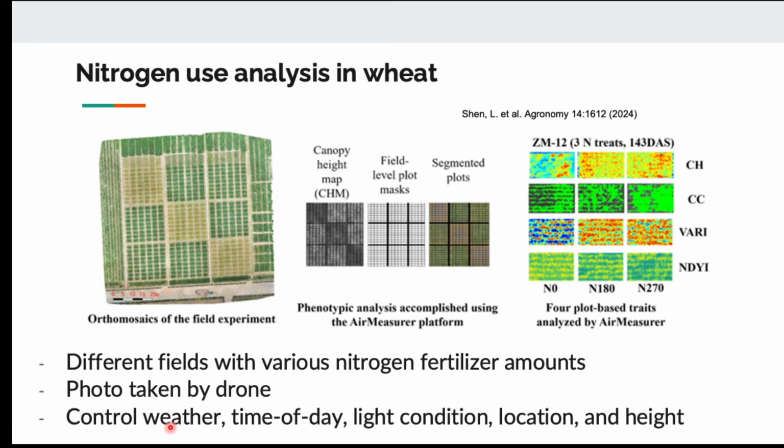For example, the weather. If it's cloudy, then the color is going to be different. If it's a different time of day, with a different amount of light, the color will be different. And you have to make sure that you are taking photos from the same position, from the same height, if you want to estimate the density. So even though this technology sounds simple, there are many factors that can affect the quality or the consistency of the data that you need to be careful of.